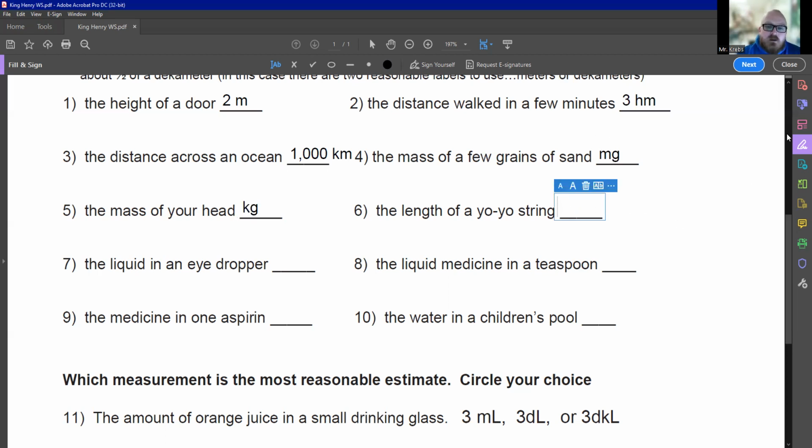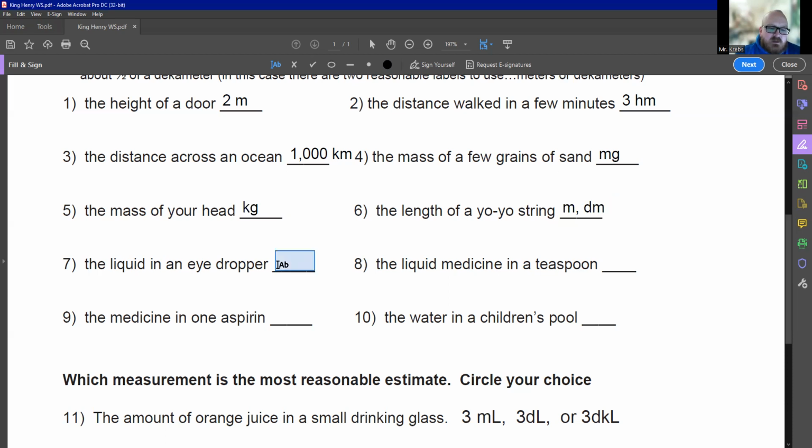So if we're talking about the weight of something like your head, we're going to be measuring that in kilograms. The length of a yo-yo string, you could use really any unit to measure that, except of course the larger ones. But if you're talking about 1 of something or maybe 2 of something, you're thinking 1 meter. Maybe you could say it's a couple decimeters, depending on how long the yo-yo string is.